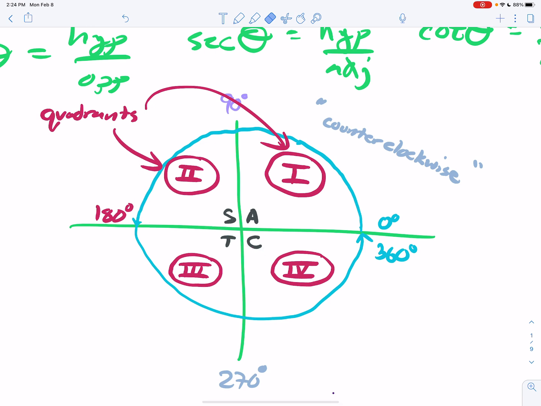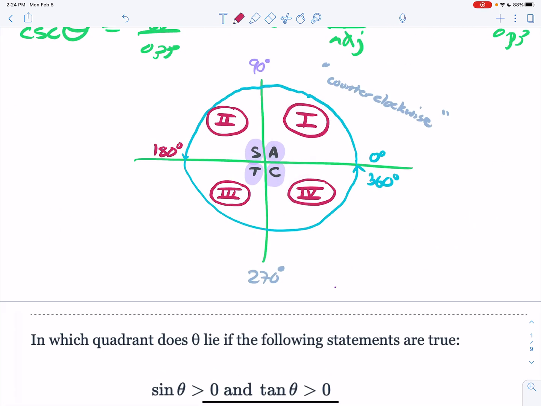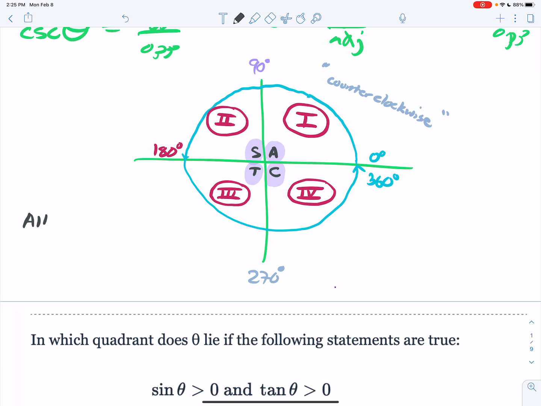I should erase that so that it doesn't look too crazy. Okay, so here's the phrase that you guys have to remember, okay? Or that'll make things easier for you. ASTC. And I'll write it over here. All students take calculus. All students take calculus.